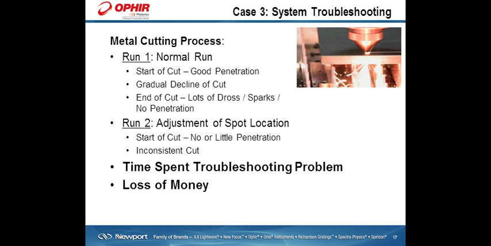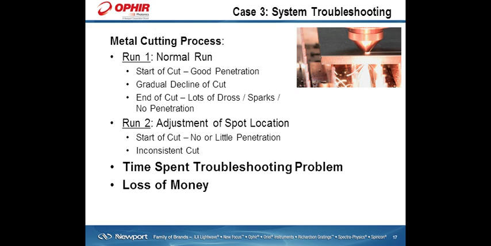So something was going on with the laser system. Run number 2, they just wanted to try something, so they adjusted the position of the focus spot. So they raised up the laser system just a little bit. At the start of the cut, there was little or no penetration. It just was not reacting like it was supposed to. Very inconsistent cut at the very end. There was a lot of time spent troubleshooting the problem. There was a loss of money again in scrap material and a loss of labor money.